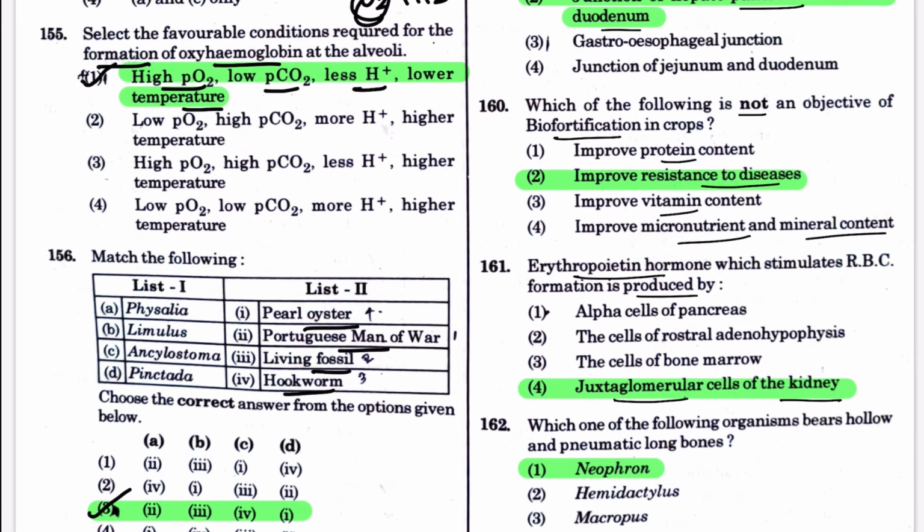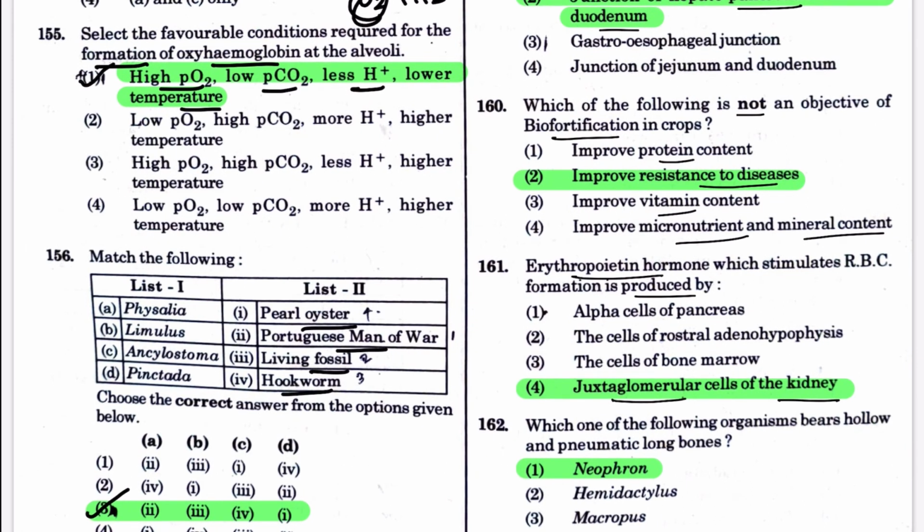Okay, right. So look at the 162nd question. They are asking you which of the following organism will bear hollow and pneumatic long bones. So obviously it must be aves. So aves only will have hollow and pneumatic long bones. Aves also you can call them as birds, right? So look at the option.